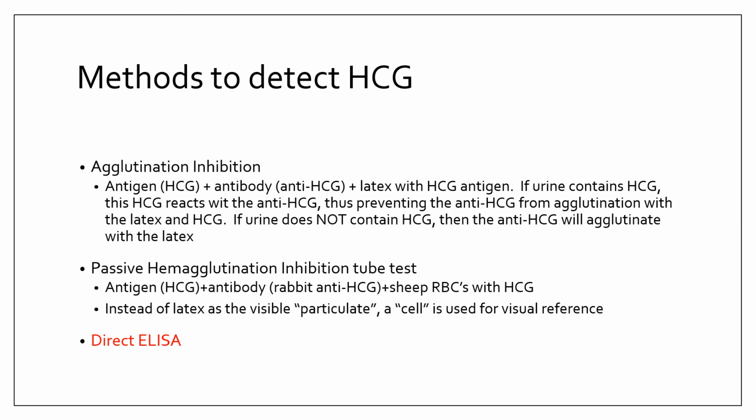Passive hemagglutination is where we have an antigen such as HCG and an antibody, which is rabbit anti-HCG, sheep red cells with HCG as well. Instead of latex, the particulate that we normally use, we're instead using a cell. So this is why it's called hemagglutination. And then finally, the most common way to detect HCG is by a direct ELISA test. This, of course, stands for enzyme-linked immunosorbent assay. The HCG in urine reacts with an anti-HCG in a cellulose membrane of a test cassette, plus the specimen reacts with anti-HCG in conjugate, causing a colored line.